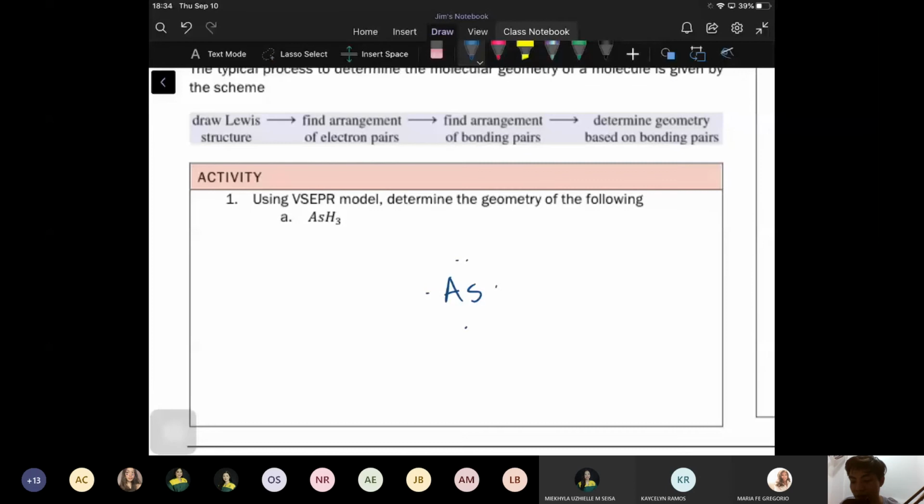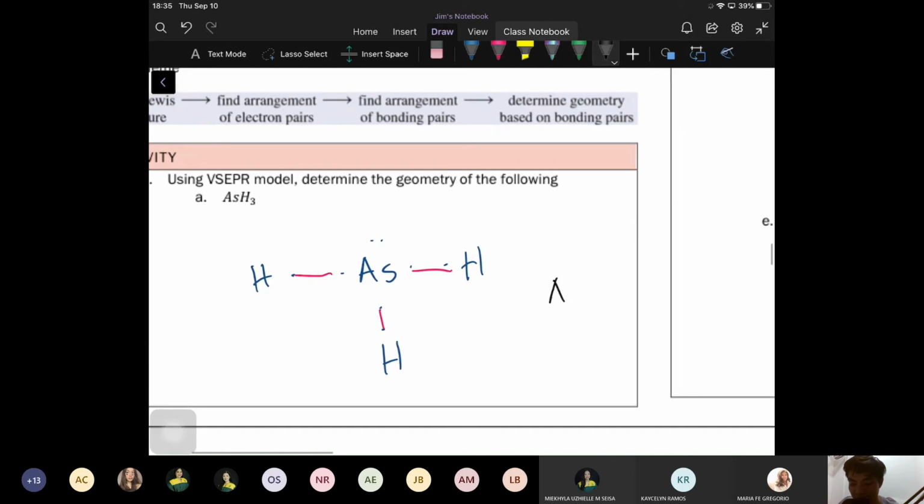Lewis dot symbol. Hydrogen, hydrogen, hydrogen. So, I will connect that na. Ayan. Connect, connect, connect na. So, ano yung magiging shape ko? Magiging As, lone pair. Ganyan yung shape na. Ngayon, so, iyan na yung shape ko, di ba? Aalamin ko kung ano yung code ko for that.